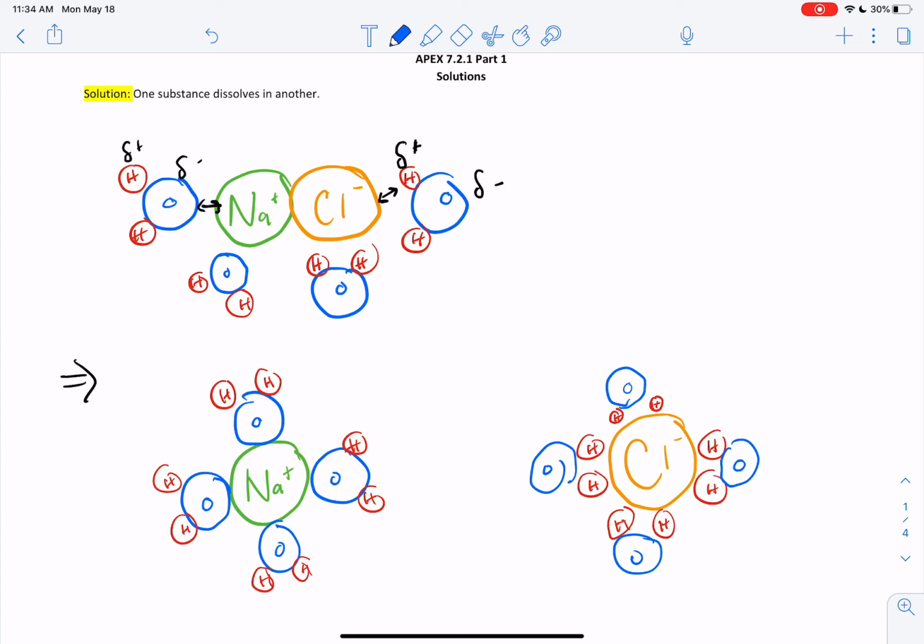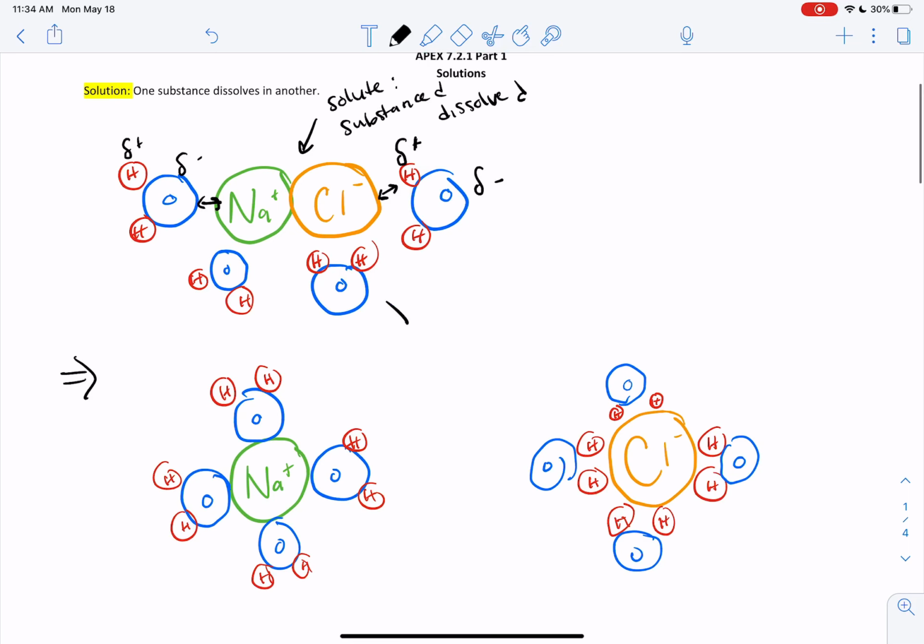So we call the sodium chloride here, we call it the solute. And the solute is the substance that gets dissolved. Okay, we call the water the solvent. And that's the substance that does the dissolving.